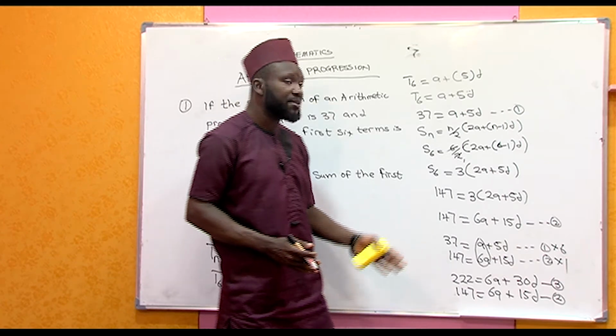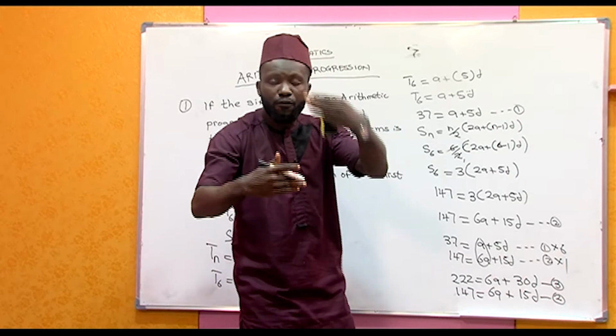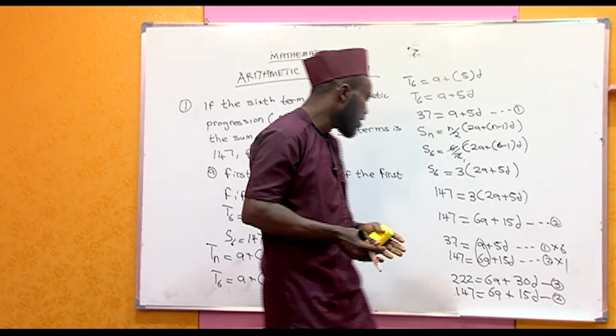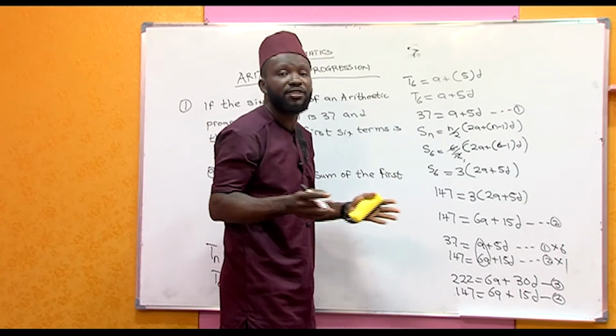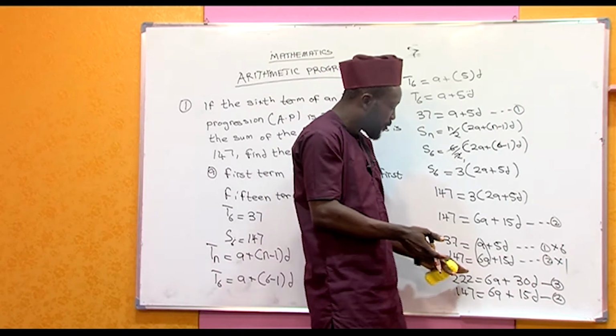Now, to use the elimination method, all I need to do is either subtract equation 2 from equation 1, or subtract equation 1 from equation 2. Whichever way, we are still going to arrive at the same answer. So from here, let me just subtract equation 2 from equation 1.